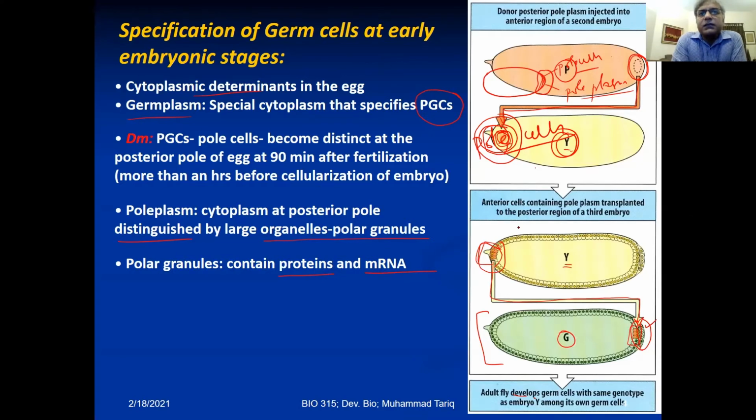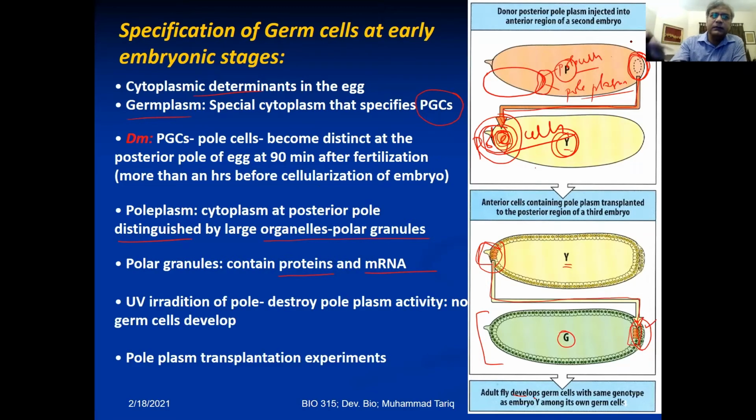So what this proves is that at the most posterior end, at syncytium stage at 90 minutes, there is a very, very specialized cytoplasm, or pole plasm, which has the potential to specify pole cells.